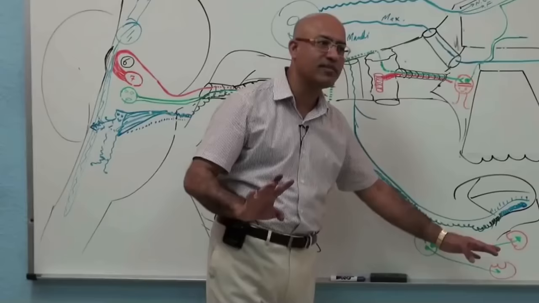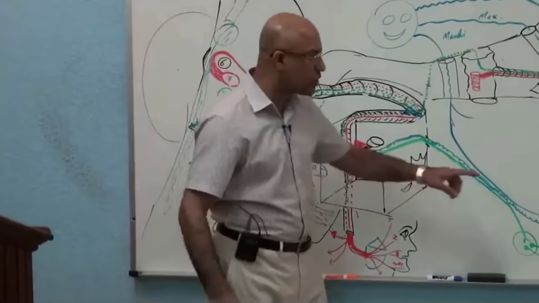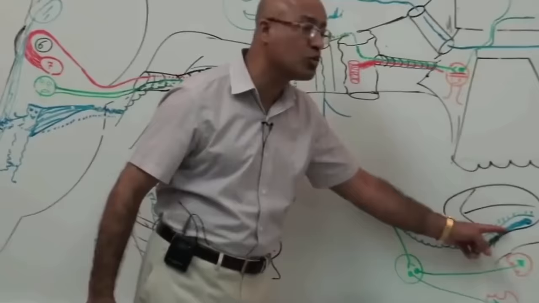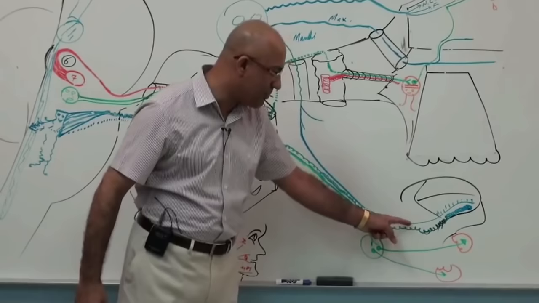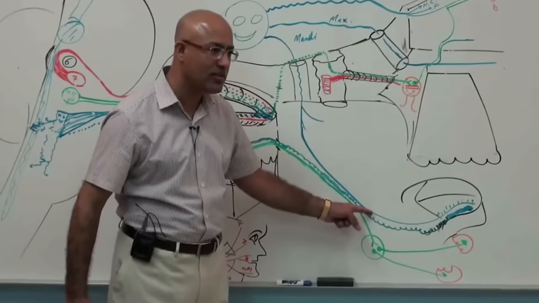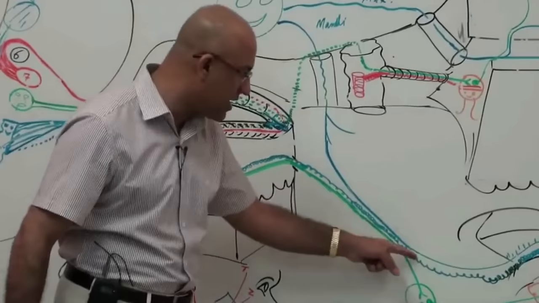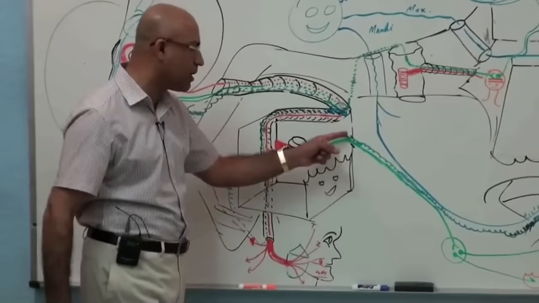Third, taste fiber. Truly we should explain them from the periphery. The taste fibers from the anterior two-thirds of the tongue move centrally as a part of the lingual nerve, but from the lingual nerve, touch, pain and temperature fibers go to the mandibular division, and taste fibers become part of chorda tympani, and through the chorda tympani they jump through the middle ear cavity and reach the facial nerve in the facial canal.